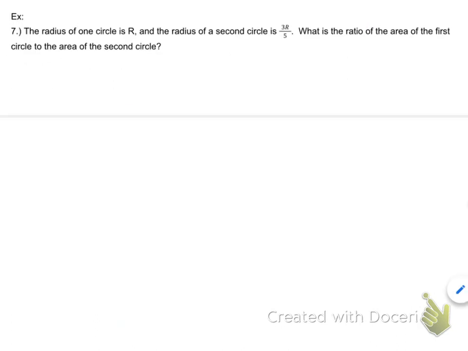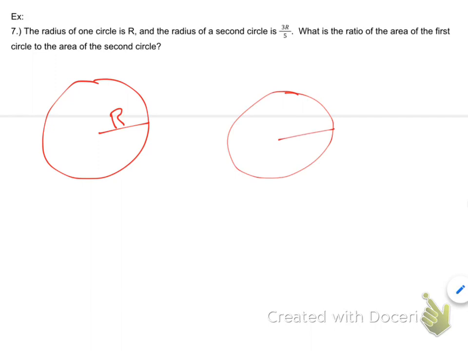Okay, so a problem that is going to be like your homework. It says the radius of one circle is r, and the radius of a second circle is 3r over 5. What is the ratio of the areas of the first circle to the area of the second? So the first circle has a radius of r. The second one is 3r over 5.